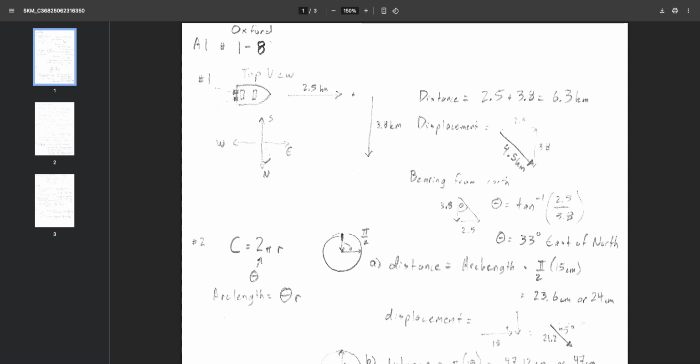So number one, we've got a boat traveling due east for 2.5 kilometers, then traveling due north for a further 3.8 kilometers. Calculate the distance traveled by the boat, the magnitude of the displacement of the boat, and the bearing from north of the displacement of the boat.